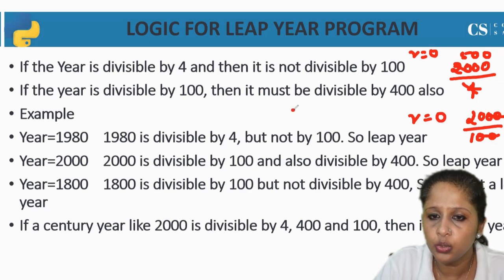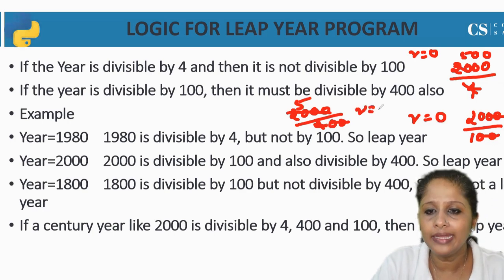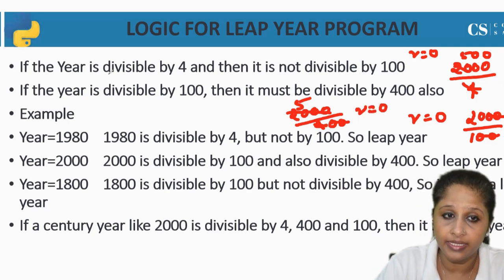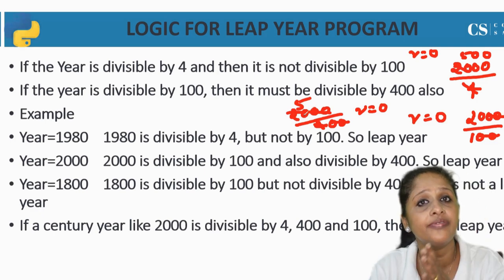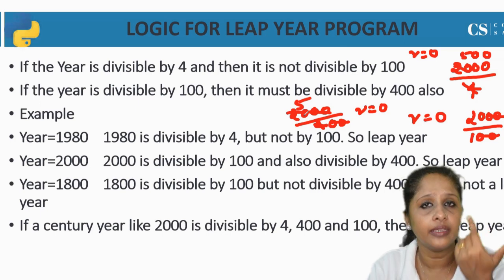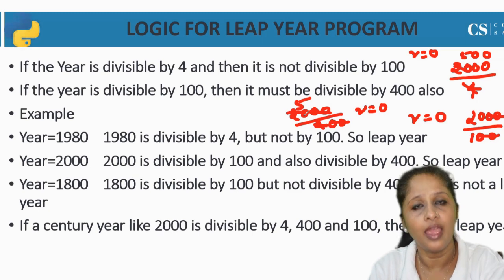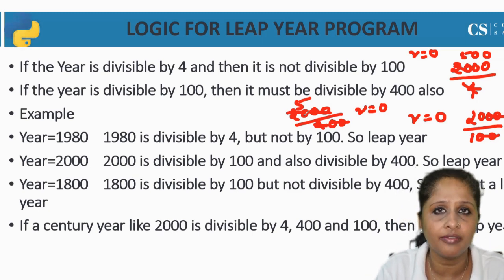That is 2000 divided by 400. So here, okay, it is satisfied, right? So all these conditions are satisfied. If the year is divisible by 4, then it should not be divisible by 100. If the year is divisible by 4 and 100, then it must be divisible by 400 also. So that is our leap year.